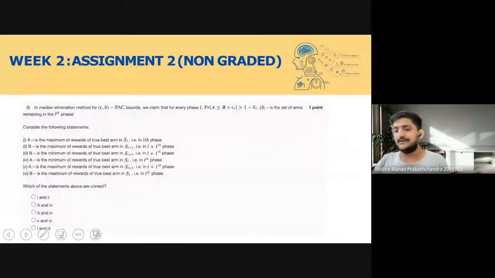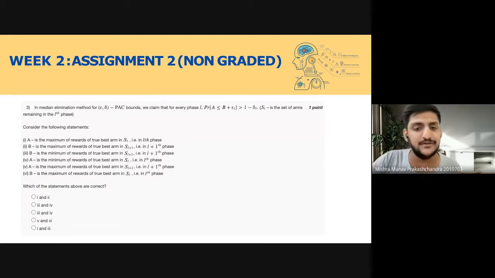Third question, in the median elimination method for the epsilon delta PAC bound, we claim that for every phase L, we have some probability which is A less than or equal to B plus epsilon L is greater than 1 minus delta L. Here SL is the set of arms remaining in the Lth phase. I need to tell which is the correct definition for A and B. We need to find out what A is here and what B is.